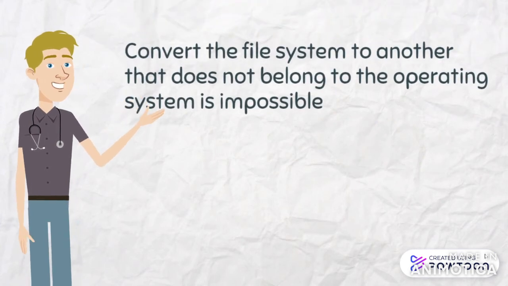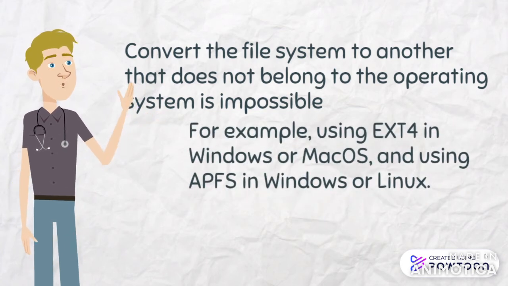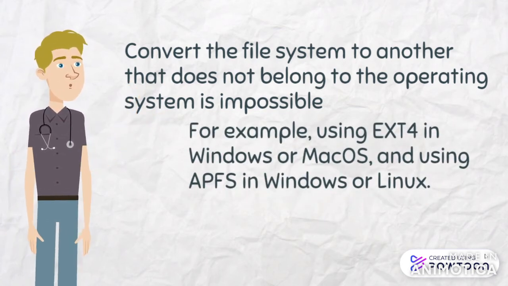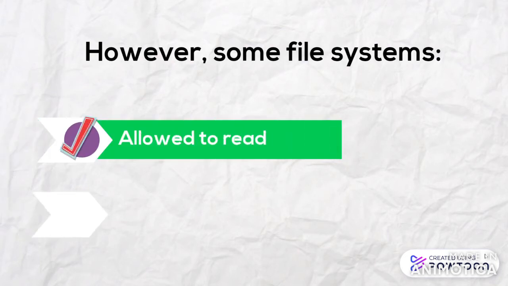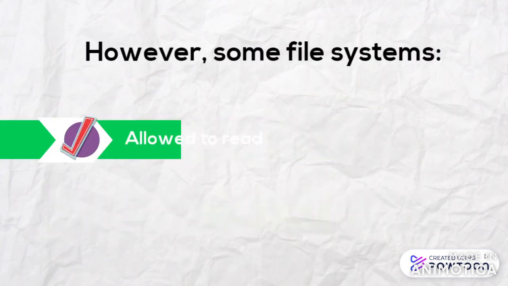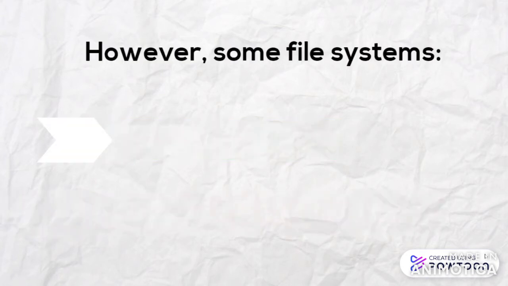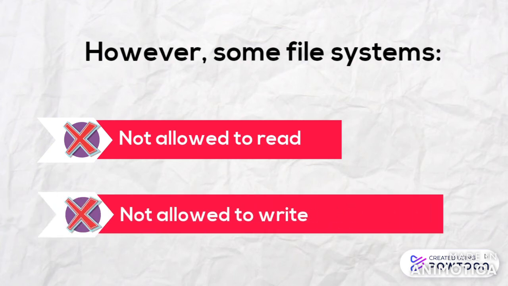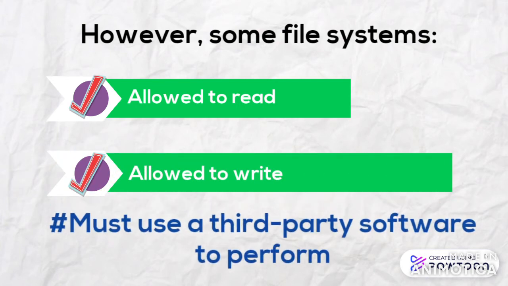Hence, converting the file system to another that doesn't belong to the operating system is impossible. For example, using ext4 in Windows or macOS, and using APFS in Windows or Linux. There are a few different situations. The first situation is some file systems are allowed to read and write in some of the operating systems. The second situation, some file systems can only be read but not written. The third situation is some of them totally cannot be used in some operating systems. Next, some of them might be allowed to read and write, but must use third-party software to do so.